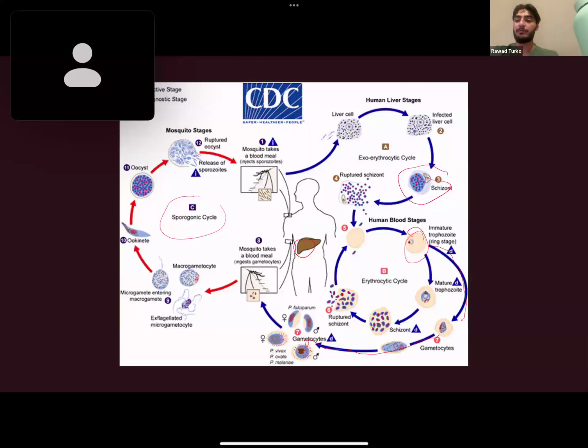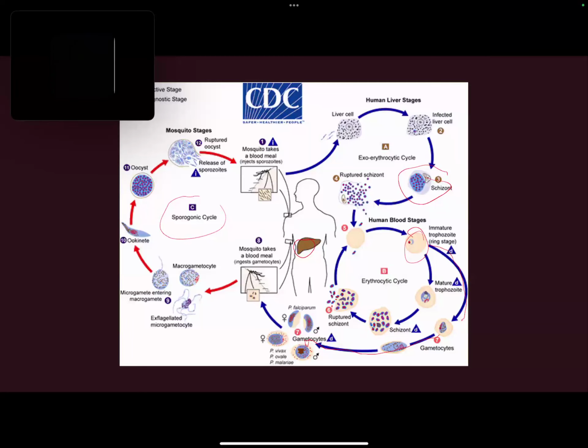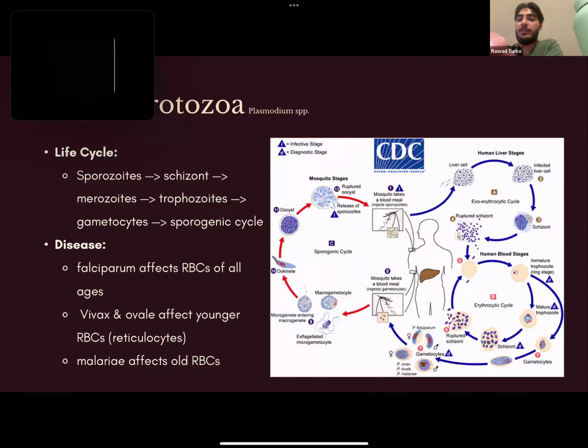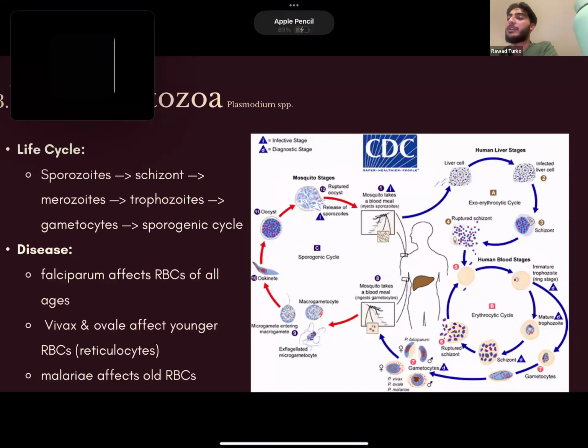Which phase were you talking about that attacks the RBCs and starts producing the ring shape, which is the diagnostic stage? They're called merozoites. It says it right here. Merozoites. Okay, hold on one second, just wait for my Apple Pencil to connect. Hold on, I'll just zoom in.